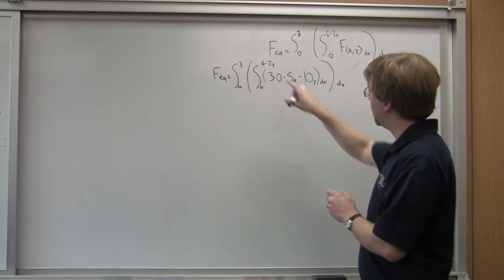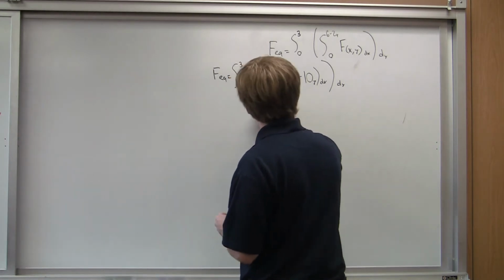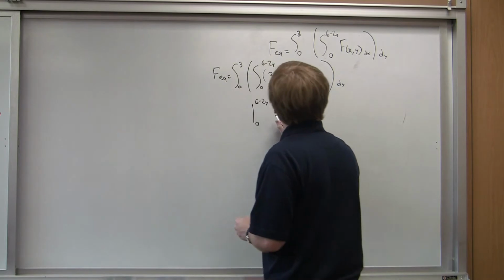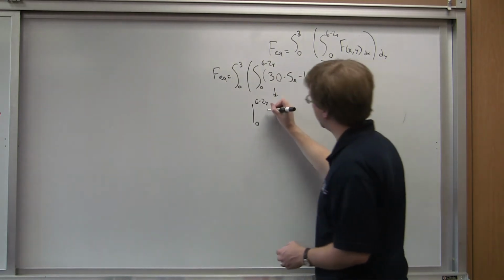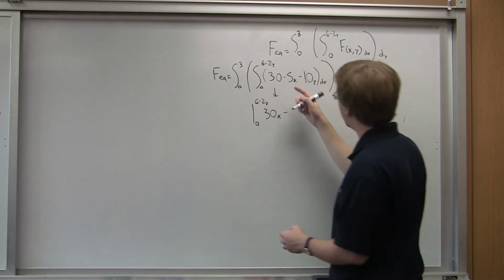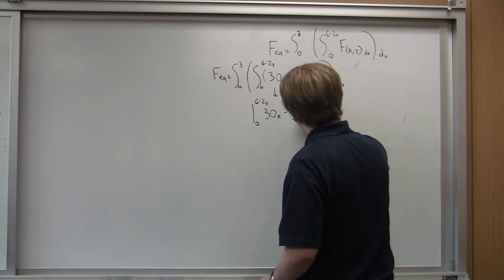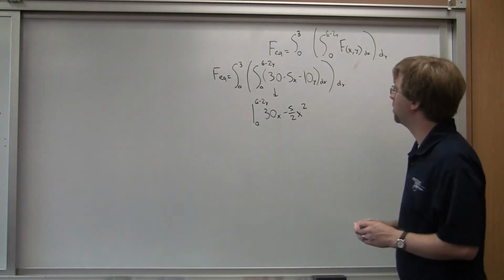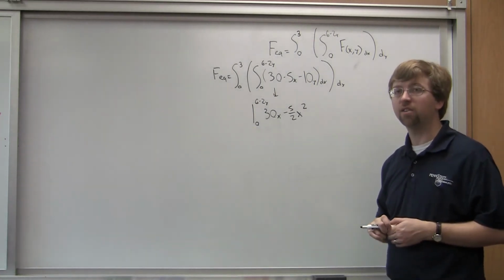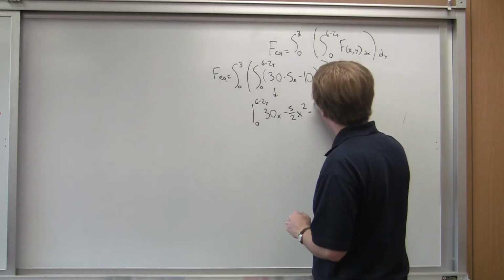All right, so if I take this inside integral, I get, evaluated from 0 to 6 minus 2y, of 30x, minus 5 halves x squared, minus 10y. Since we're integrating with respect to x, we just treat y like a constant here. So it's going to be minus 10yx.